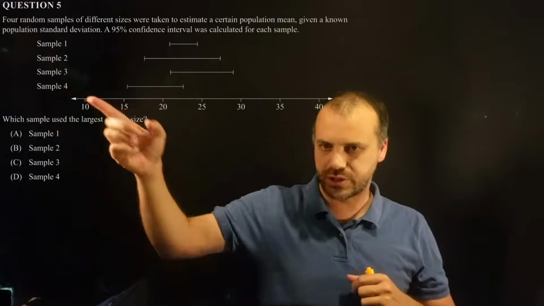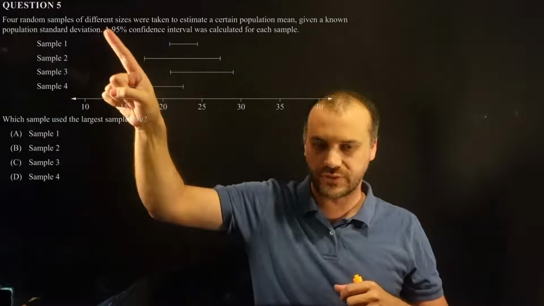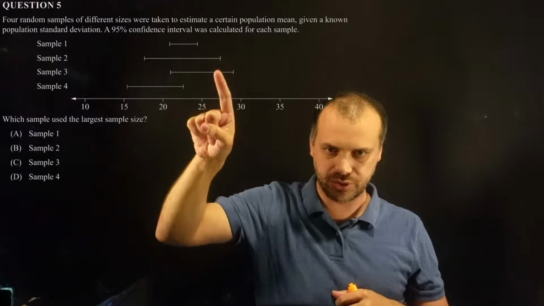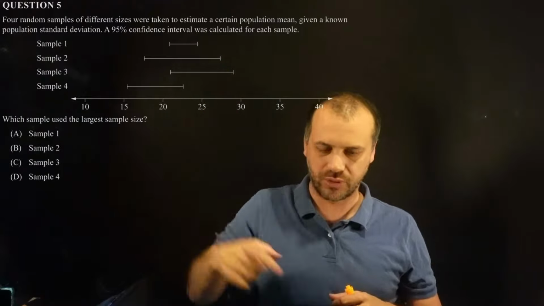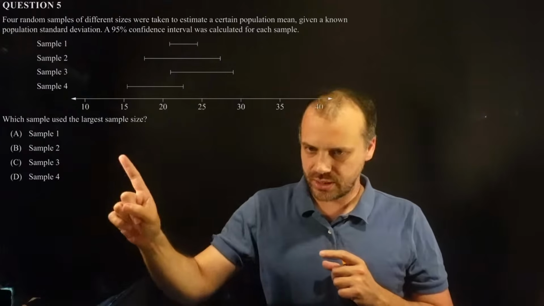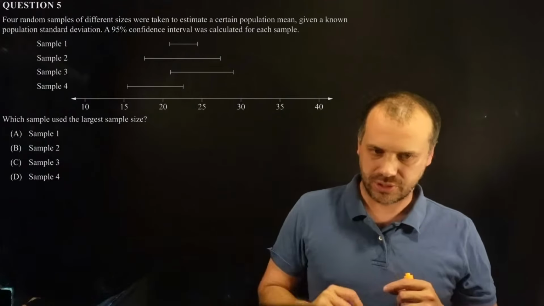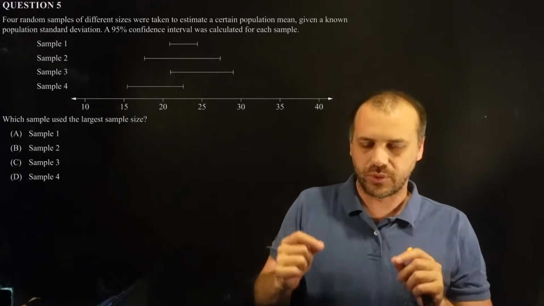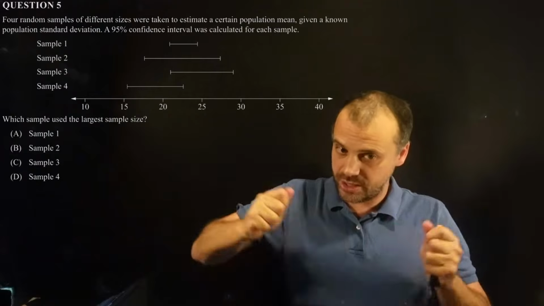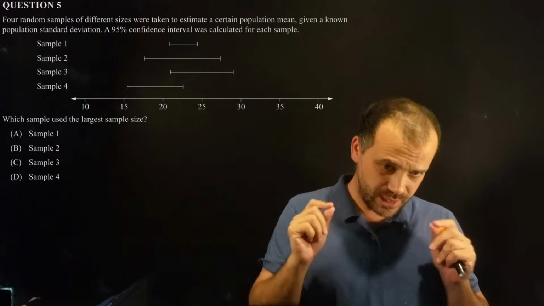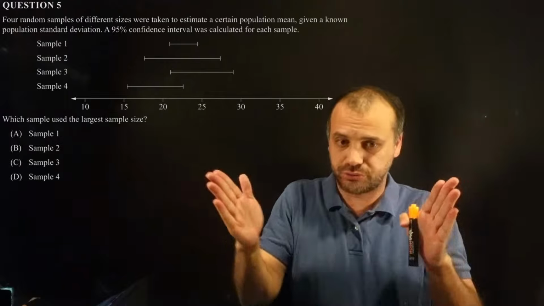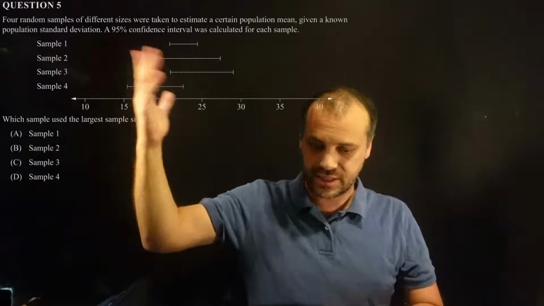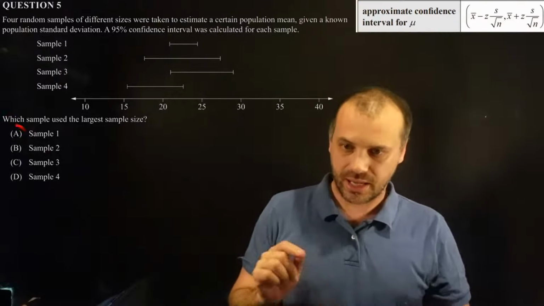So here we have another question, and they're taking a bunch of samples of different sizes. And this was sample 1's confidence interval, and this was sample 2's confidence interval, 3 and 4. And the question is, which sample used the largest sample size? So, you're a statistician and you're collecting data about a population. If you want to get a pretty accurate measurement, you increase your sample size. If you increase your sample size, you're going to shrink your confidence interval. And the smallest confidence interval here is sample 1. So my answer is A.